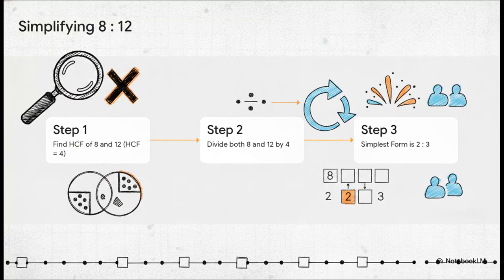Moving right along to part 2, simplifying the ratio. So, you've got your ratio, but sometimes those numbers are just a bit too bulky. It's kind of like cleaning up a messy room. Getting things into their simplest form just makes our mathematical lives so much better.